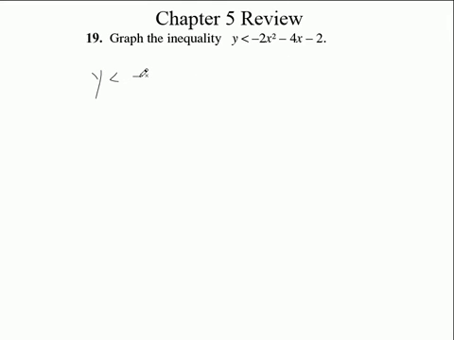I'm going to write out the whole thing. Oops. Minus 4x minus 2. Alright. I'm going to keep this over here. I'm not changing the y. I'm not changing this. I'm just messing with this stuff, changing it into vertex form.